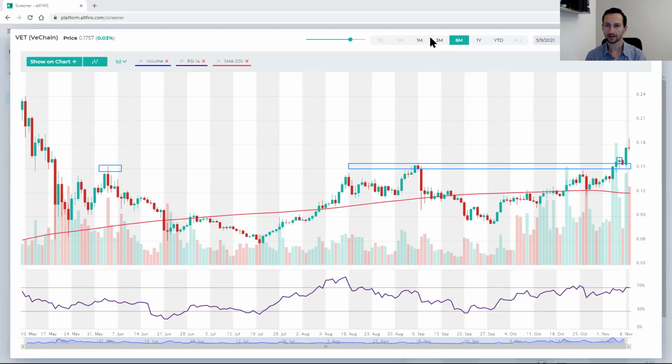It pulled back, gave us an opportunity to buy it again, and then it broke out big time, right? And so in this case, the more conservative entry of breakout pullback would have worked quite nicely and been more conservative.